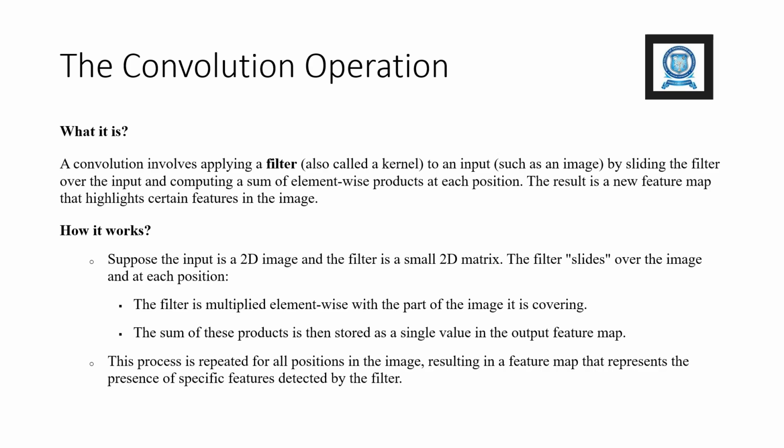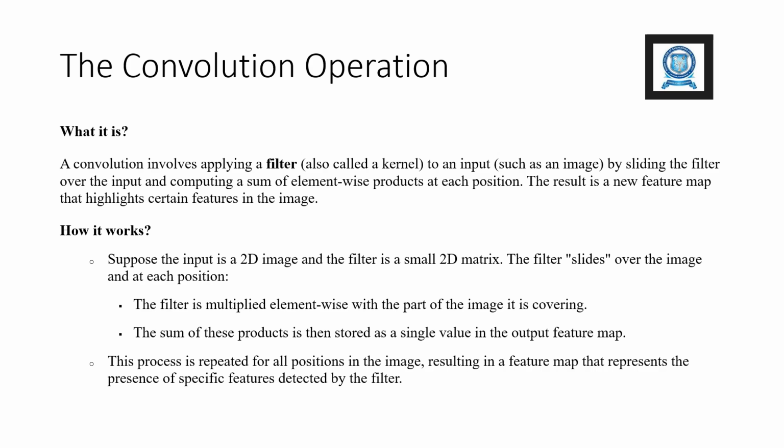The convolution operation. What is it? A convolution involves applying a filter, also called a kernel, to an input such as an image by sliding the filter over the input and computing a sum of element-wise products at each position. The result is a new feature map that highlights certain features in the image.